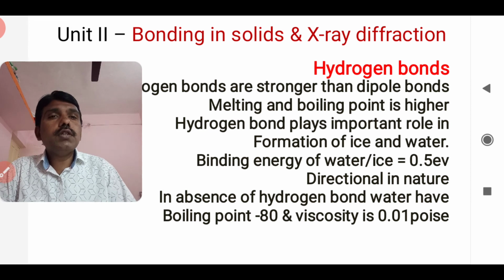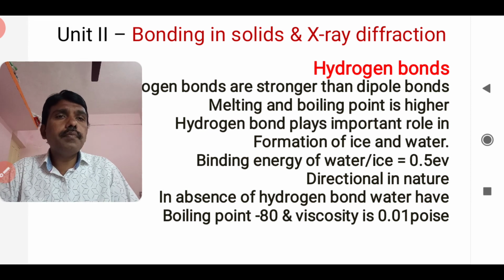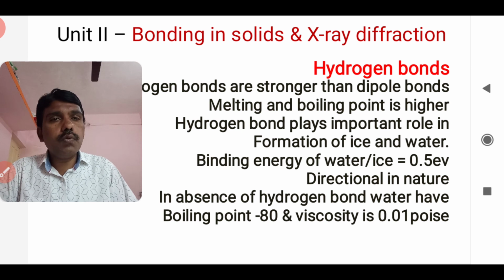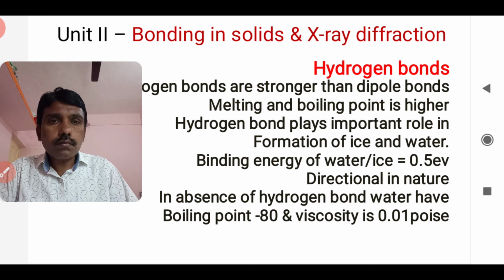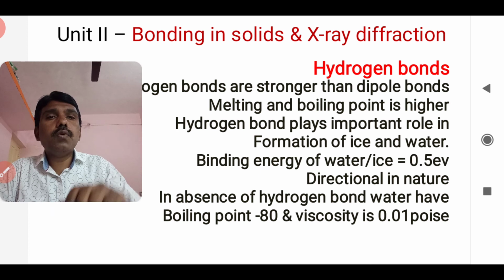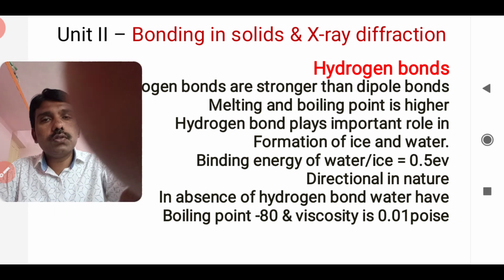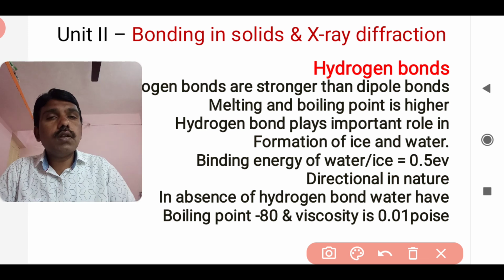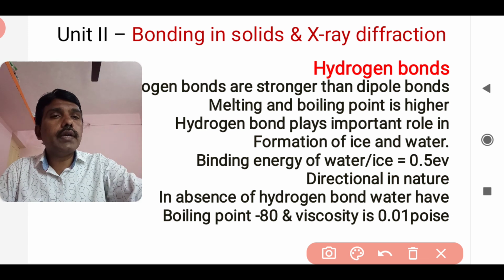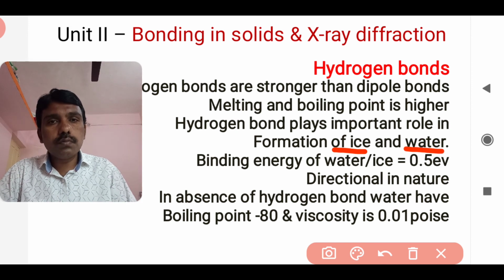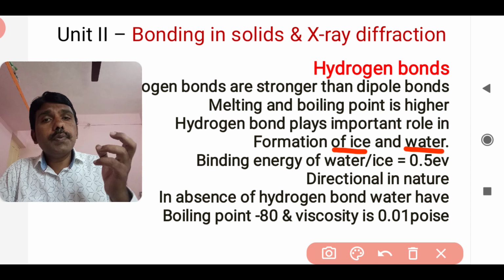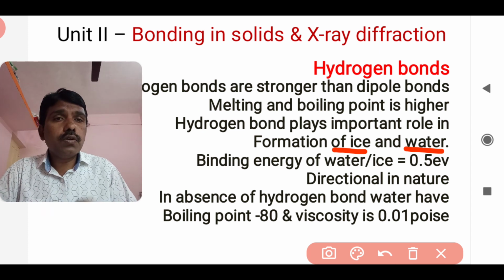That's why hydrogen bonds are basically stronger than the dipole bonds. No doubt the melting and boiling points are higher, and the hydrogen bond plays an important role in the formation of ice. No doubt this is one of the important parts as far as ice making and water are concerned. This particular bond plays an important role, because as the temperature goes down, it decides the formation of ice or water.